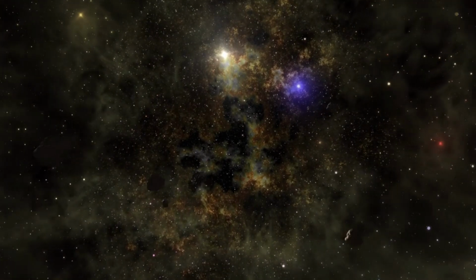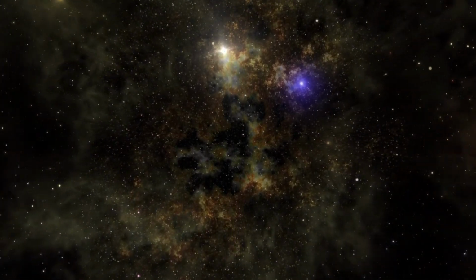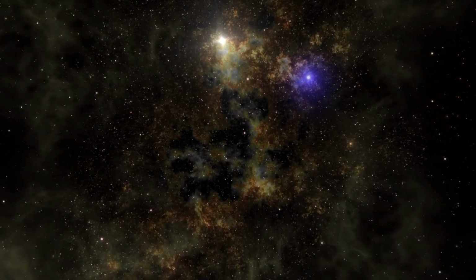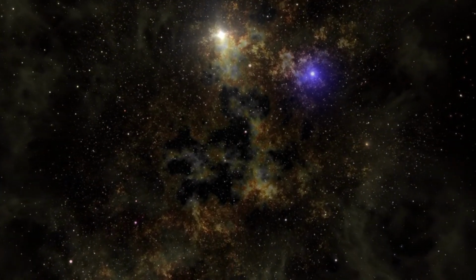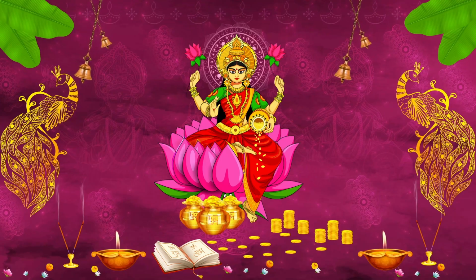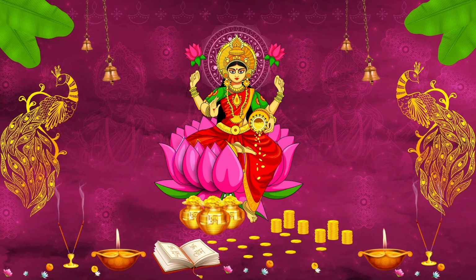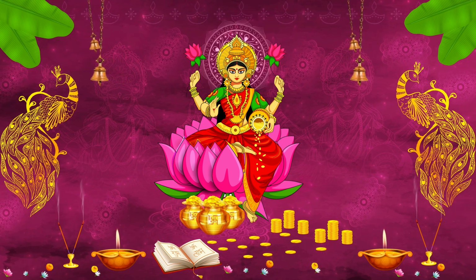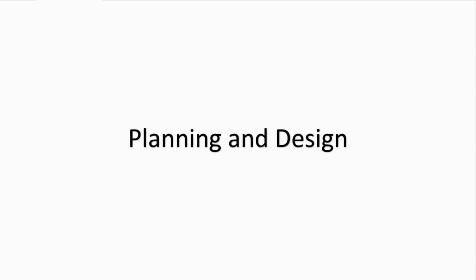Cardinal directions. The temple is oriented according to the cardinal directions, north, south, east, and west, with the entrance typically facing east or north. Vastu Shastra. The orientation of the temple is also determined by the principles of Vastu Shastra, which considers the flow of energy, prana, in the building. Planning and design.